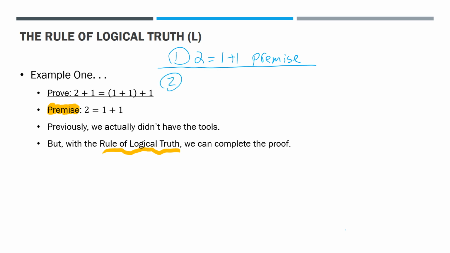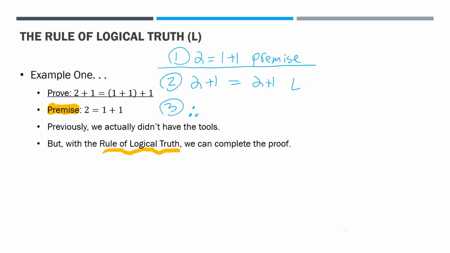For line 2, we can just say that 2 plus 1 is equal to 2 plus 1, and that's a logical truth. Something is identical to itself. I'm identical with me. 2 plus 1 is identical to 2 plus 1. And it's a tautology. For line 3, we can now get that conclusion. How? By the rule of identity.